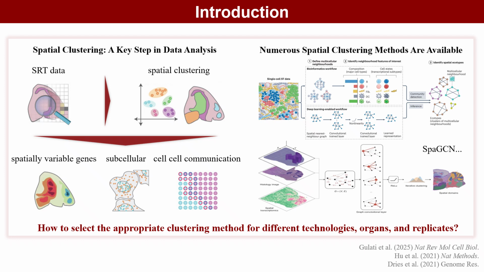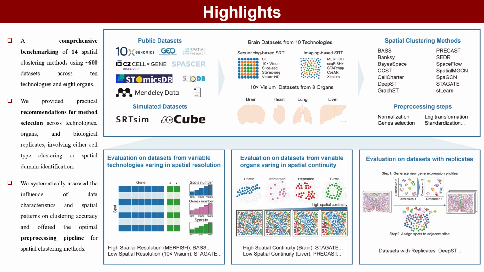Spatial clustering is a crucial step in the analysis of spatially resolved transcriptomics, SRT, serving as the foundation for downstream investigation of tissue heterogeneity. Although many computational tools have been developed, selecting the most suitable method for real applications is still a challenge. Here, we benchmarked 14 spatial clustering methods with nearly 600 datasets, including both real and simulated data.